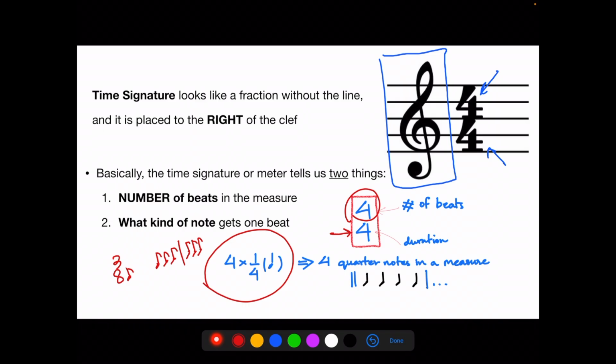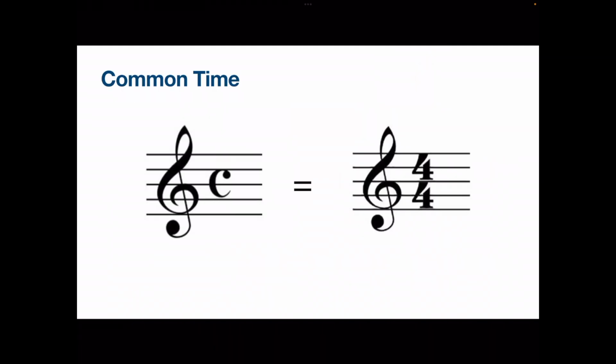or its equivalent, right? So 2 eighth notes would equal a quarter. So you could also have something that looks like this in a bar. So hopefully this is clear.